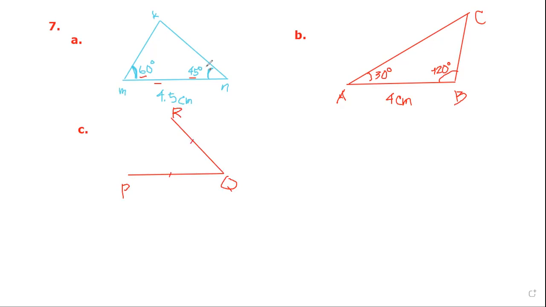And then angle RPQ is 45 degrees. So this is R, P, and Q. This angle now is 45 degrees. So your triangle will be looking like that one. That is for letter C. This is 3.5 cm, and this one also is 3.5 cm.